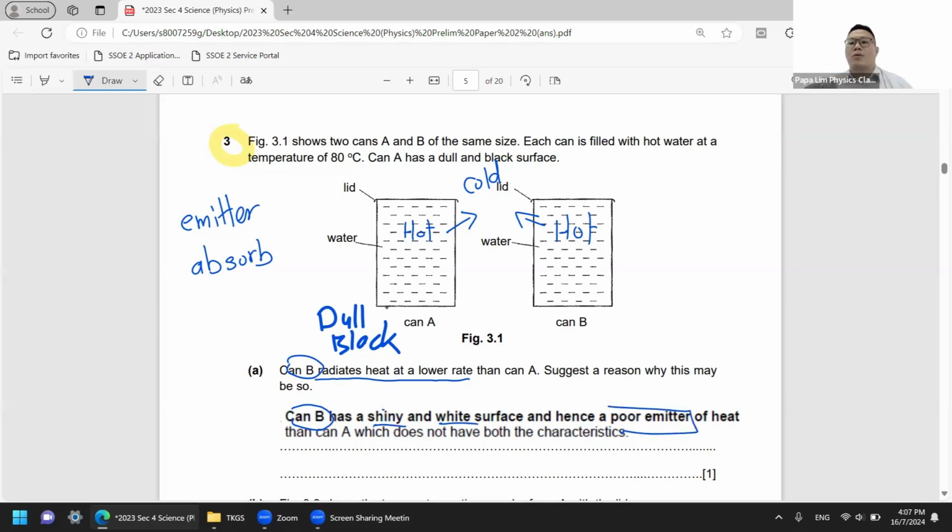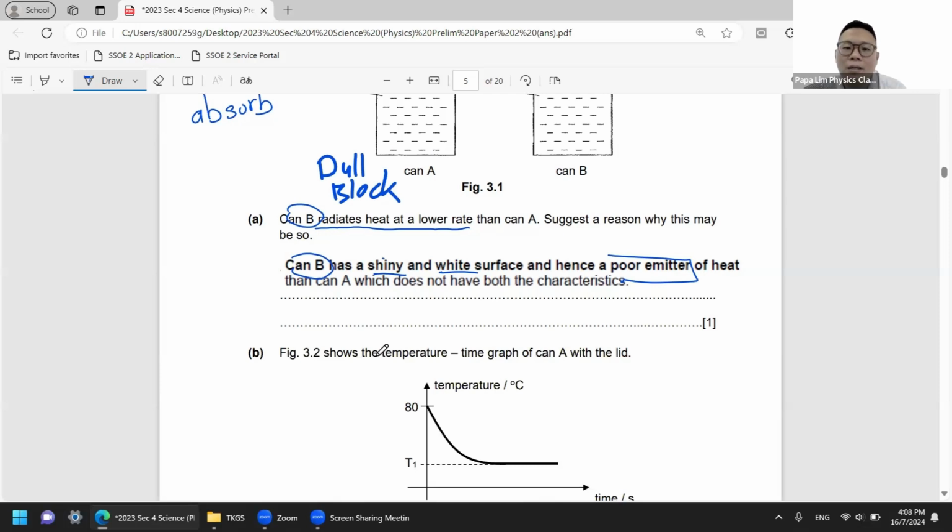So if you look at the context of the keywords here, remember the question is asking for Can B, so I need reasons pertaining to Can B. Try not to answer by reversing. Example, the question asks for Can B and you actually explain for Can A. Can A radiates faster because Can A is a good emitter. But the question is asking for Can B, not Can A. So you are not answering the question. If that's the case, the marker has the right not to give you the marks. So in exams, remember students, we have to be concise and precise. Know what the marker wants, and know where the answers and the keywords are.